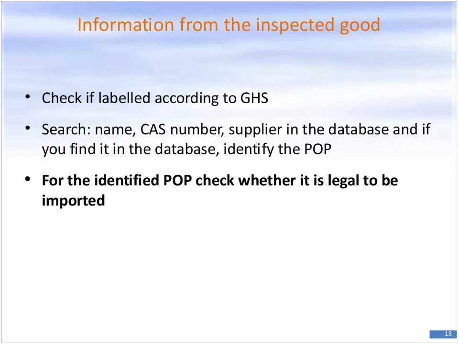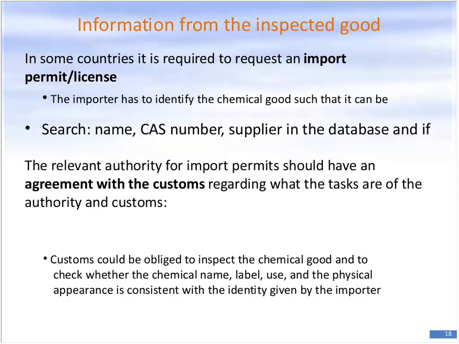When you have the inspected goods, look at the label according to the GHS: name, test number, supplier, and so on. Then if you have identified the POP, check whether it's legal to be imported. Because as I said before, there are exemptions for lindane for health purposes, for some pesticides, for endosulfan for crop pest complexes, and for PFAS there is a large number of exemptions. So if you have identified a POP, it doesn't mean you take action. You first check the legal situation.